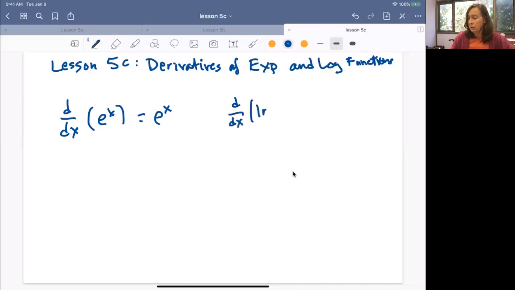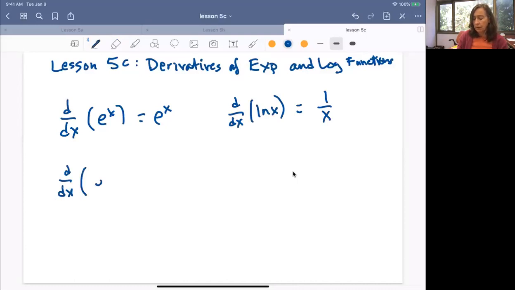And for the natural log, the derivative of that is 1 over x. Okay, so they're both kind of nice, simple derivatives. Those are two good facts. We use these rules a lot in combination with the chain rule. Okay, so let's write out what we'd have there.